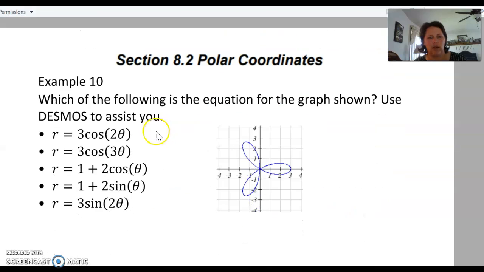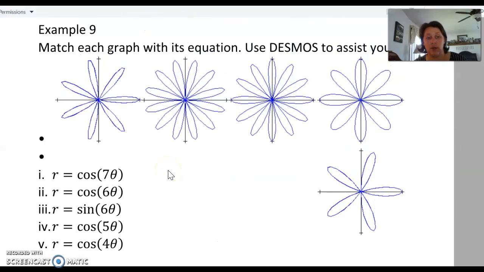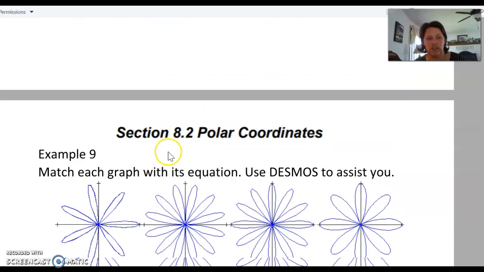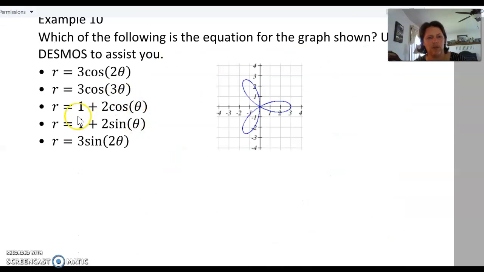And then also this one too. So go ahead and use Desmos, go through and graph these ones, and maybe by the time you're done with these other equations, you'll have a good idea of which one this is. But just go ahead and graph all of these equations on Desmos and see which one matches up to this graph. And that's all I've got for you for part 2.